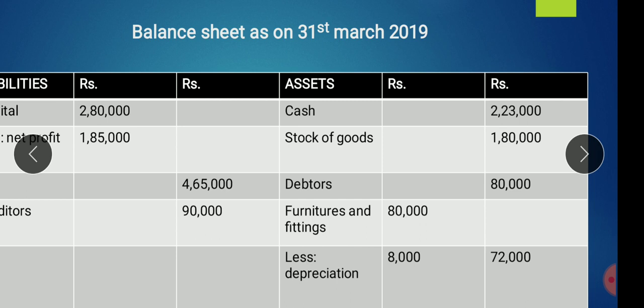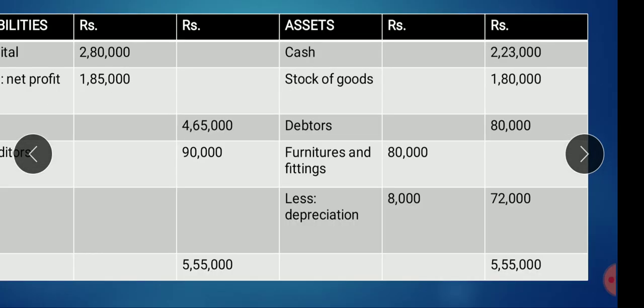The closing debtors value is not given in the question, so we already found out the closing debtors value, 80,000. Furniture and fittings 80,000. Less depreciation, already found in the profit and loss account, 8,000. So deduct the value, totally 72,000. So enter all the items for liabilities and asset side. While adding assets and liabilities, if the same value occurs, the net answer will be correct.